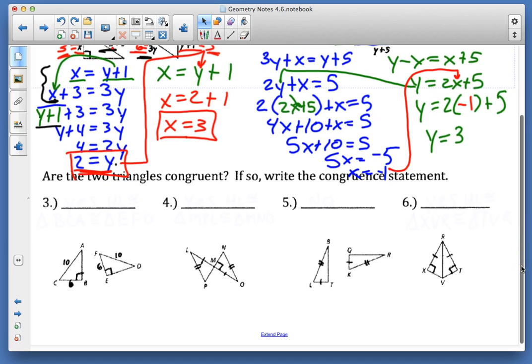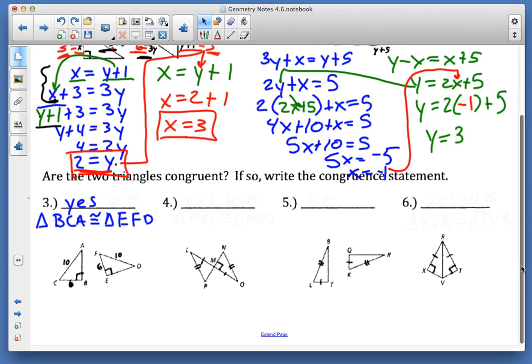Are the two triangles congruent? And people are shocked that I'm just going to go back to something like this. I have a 10 on the hypotenuse. I have a 10 on the hypotenuse. I have a 6 for a leg. I have a 6 for another leg. Hey, you know something? I got hypotenuse leg. I got two right triangles and congruent hypotenuse, congruent legs. I'm good. And I can set this up as a triangle congruent statement.